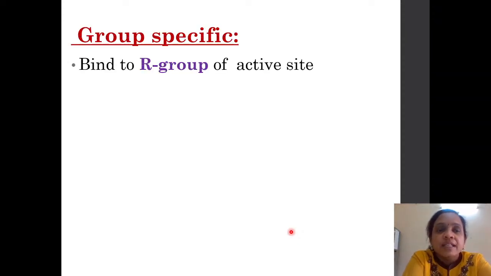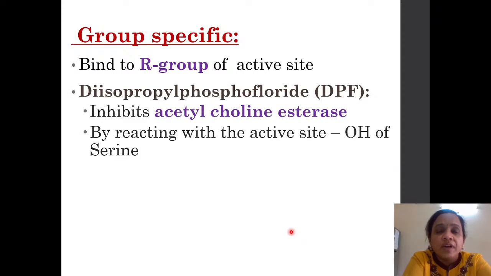Group specific. These bind specifically to the R group of an active site. What do you mean by R group? The extra group of the amino acid. So it will always bind to the R group of the amino acid of the active site in an enzyme. What is this R group? If you remember the structure of amino acids, you have C double bond O, the amino group, and the extra group that is present, you call it the R group. So in group specific inhibition, it specifically binds to the R group.